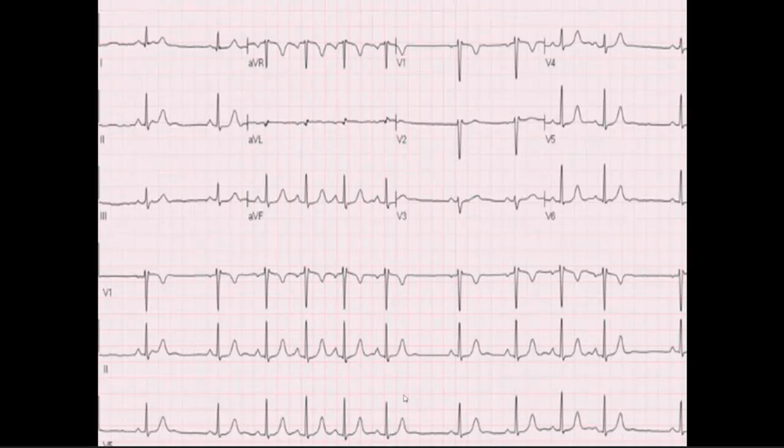But this patient's irregularity is related to the respiration. So this is a normal phenomenon.